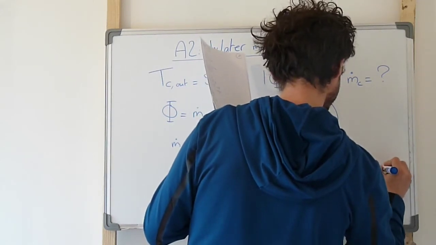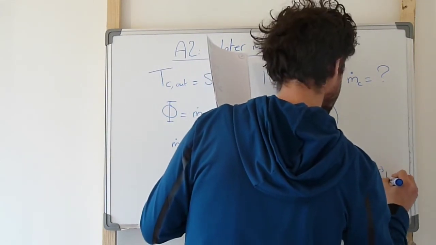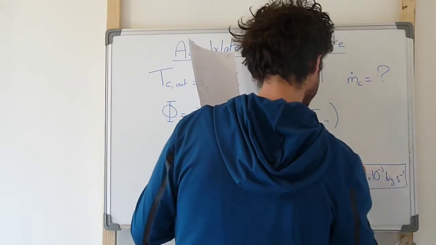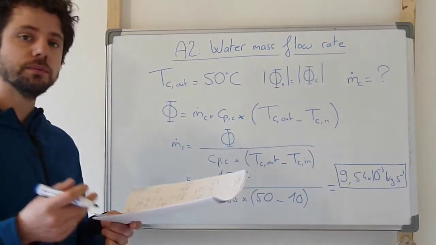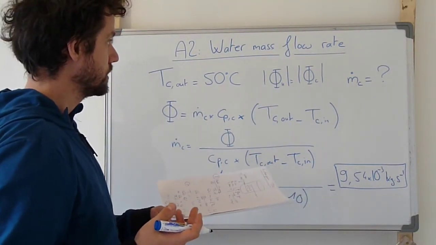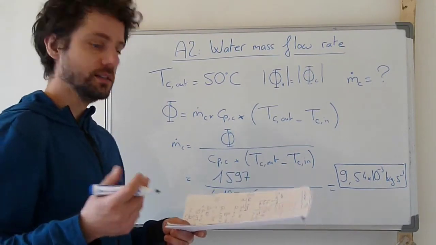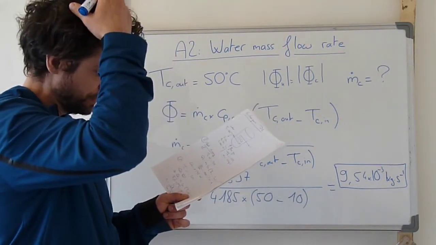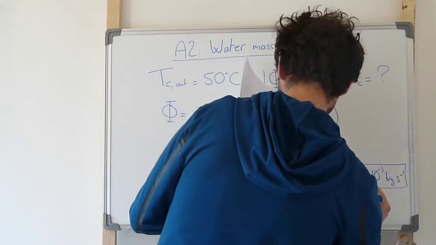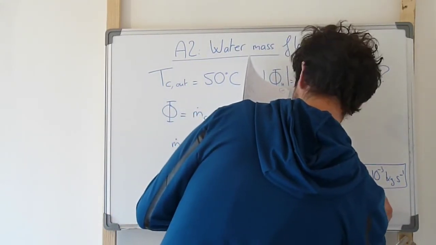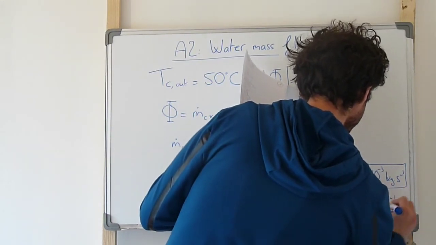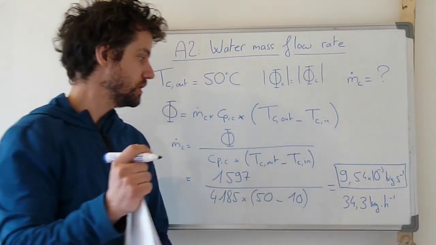gram per second, like this. Or if you want to keep the same unit as the mass flow rate of flue gas, then you can convert it and get 34.3 kilogram per hour, and that's the same, just in another unit.